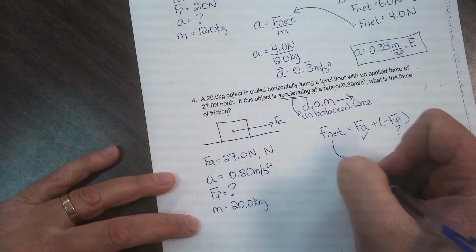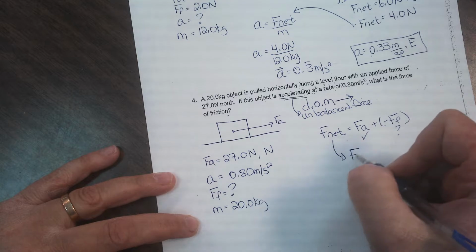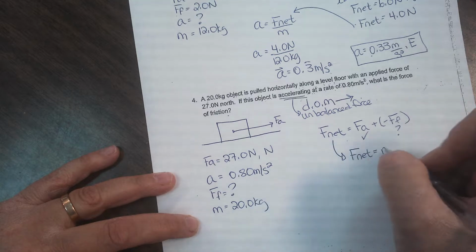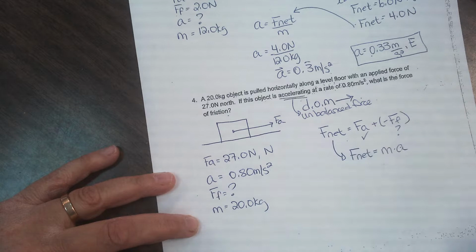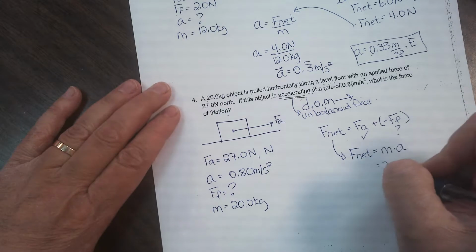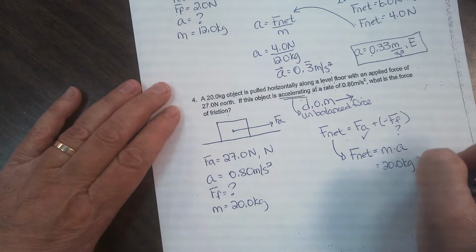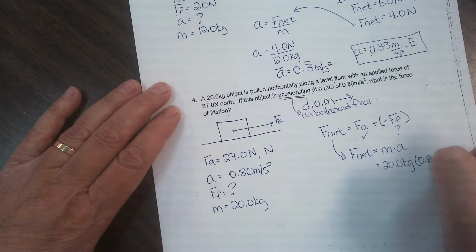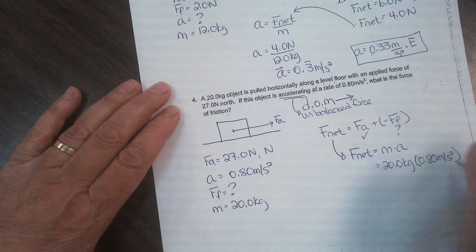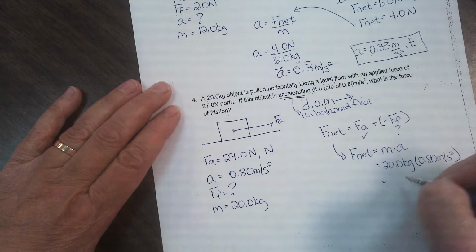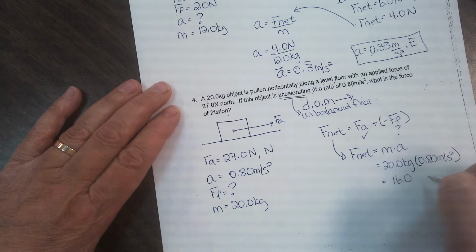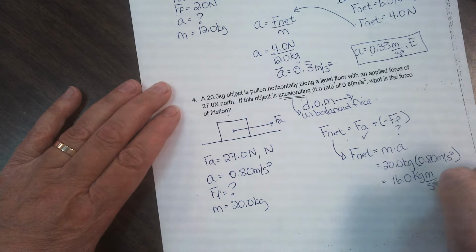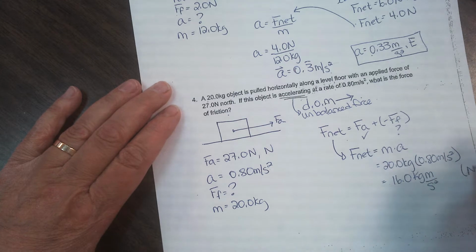How do we solve force net? Force net is always equal to mass times acceleration. So we got 20.0 kilograms multiplied by 0.80 meters per second squared. We know that we are going to get 16 kilograms meters per second squared, otherwise known as a Newton.